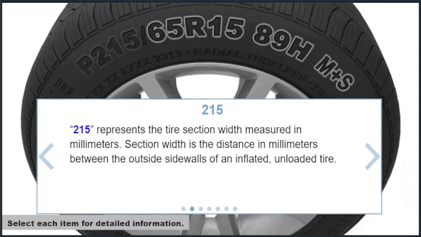215 represents the tire section width measured in millimeters. Section width is the distance in millimeters between the outside sidewalls of an inflated, unloaded tire.